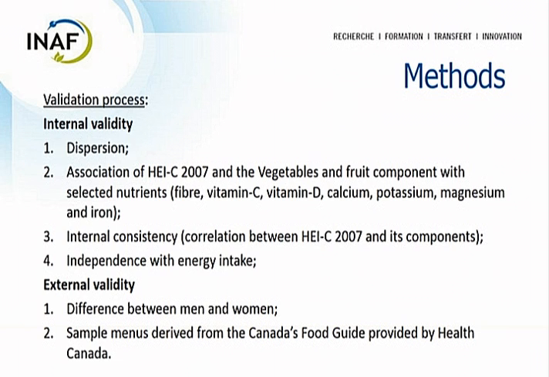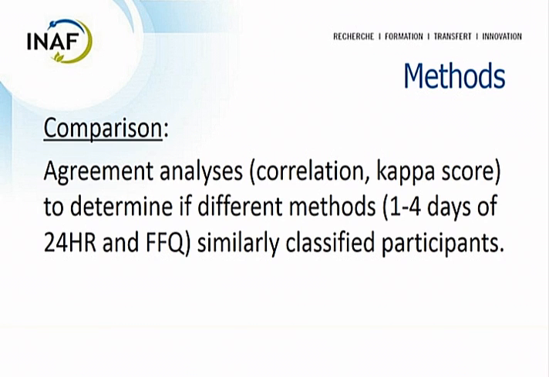To assess external validity, we first tested the repeatedly reported difference between men and women in diet quality, and then we analyzed sample menu derived from the Canada's Food Guide provided on Health Canada's website to see if they obtain a perfect score, which would be supposed to be. And then we did comparison analysis, basically a correlation and kappa score, to determine if those different techniques would classify the participants similarly.